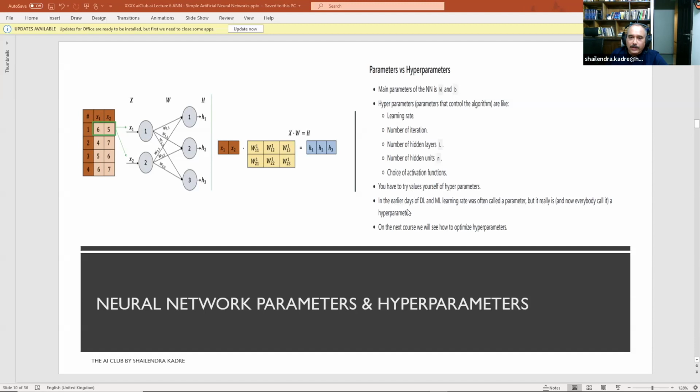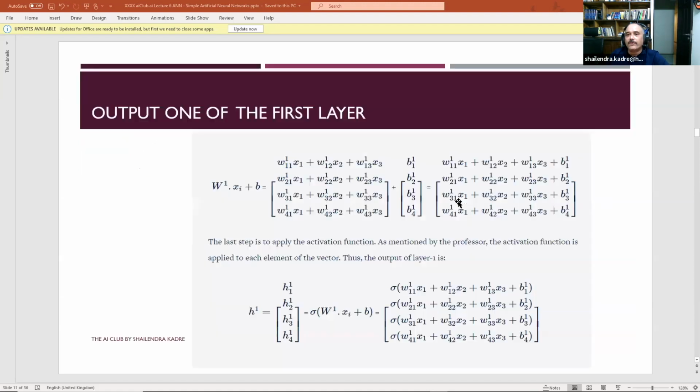Okay. Then hyperparameter values are what we control. We will have one separate lecture on hyperparameter tuning of neural networks. In the next course, we will see how to optimize hyperparameters. So there is a separate class I have kept on how to do hyperparameter tuning of neural networks. We'll take a separate class for that.